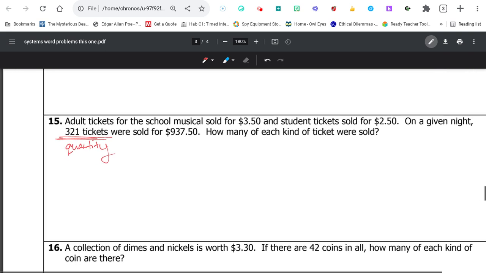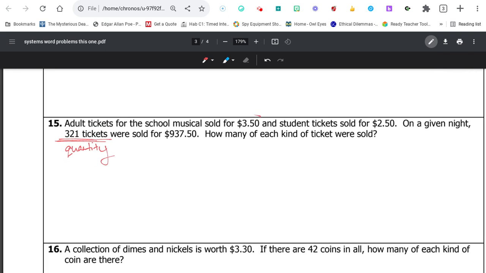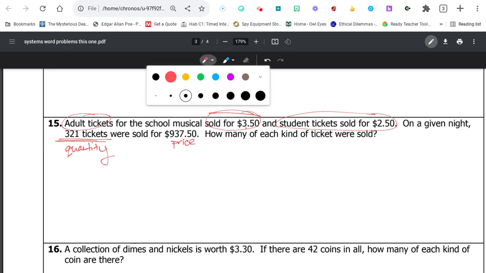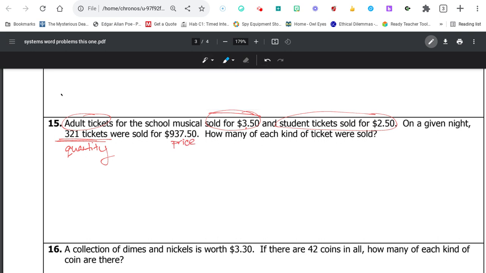It's trying to trick you, but you should know that this is the coefficient for adult tickets. This is the coefficient for student tickets. And this is your price. So on this one, you would have a quantity and price. I'm not going to solve it. I'm going to let X be the number of adult tickets. It's just wording it weird. Y is going to be the number of student tickets.